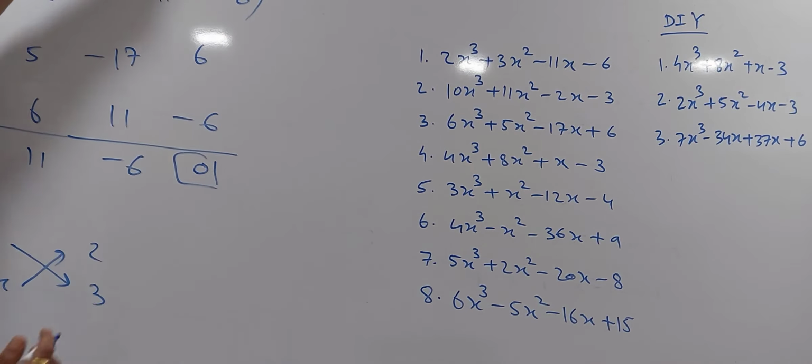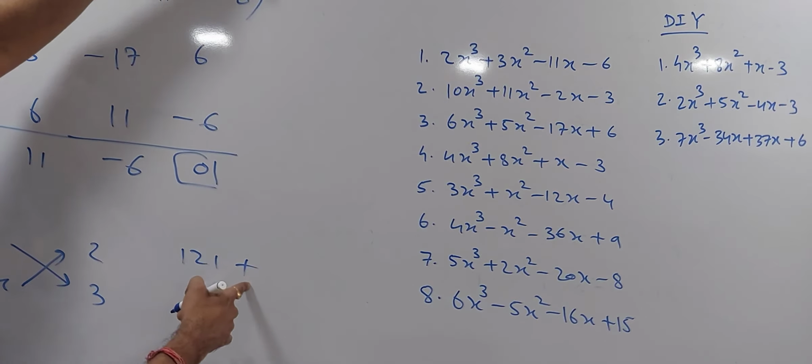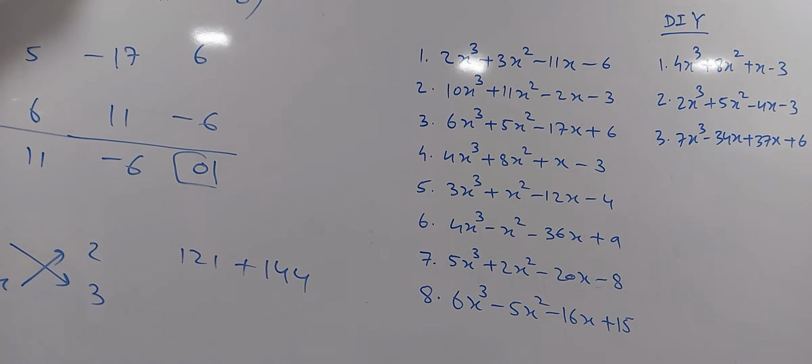So the discriminant will be what? B square, that is 11 square, minus 4ac. It is already negative, so minus minus plus 4 into 6 into 6, so that is 144. 4 into 6 into 6, so that is 144. When you add the 121, you will get 265, and that is the reason we are not getting it properly.